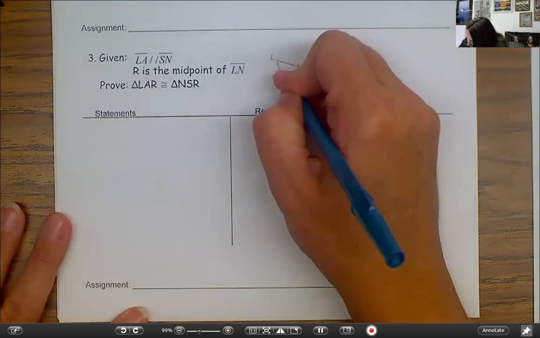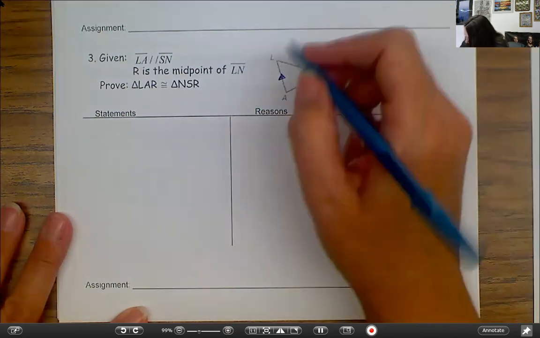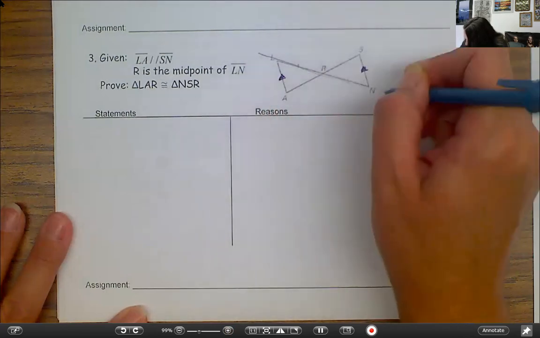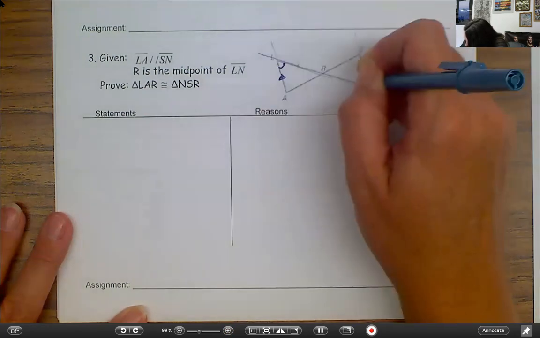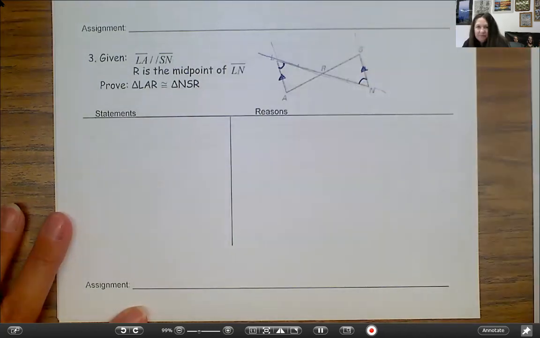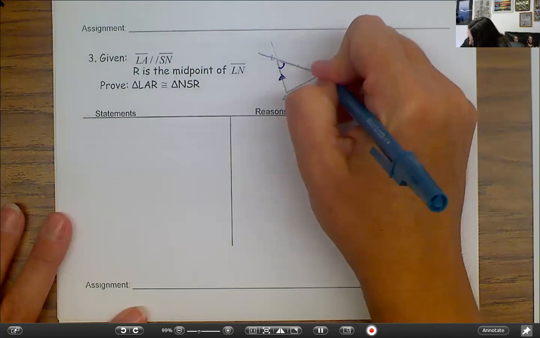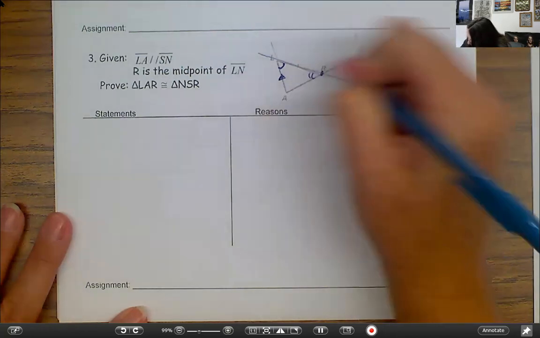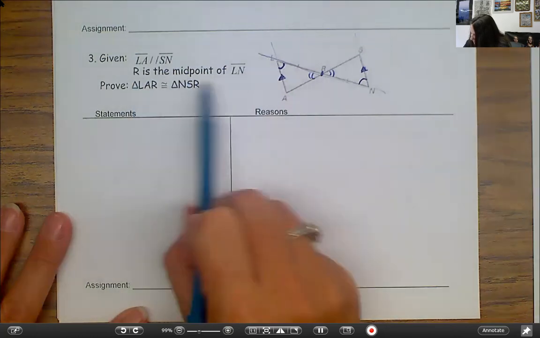LA is parallel with SN. So parallel again is going to give you a transversal between those parallel lines. And in this case, we should see those alternate interior angles again, because one angle is below and one's above. Now, I can also see in this picture that at R, I've got vertical angles. And I'm also told that R is the midpoint of LN.